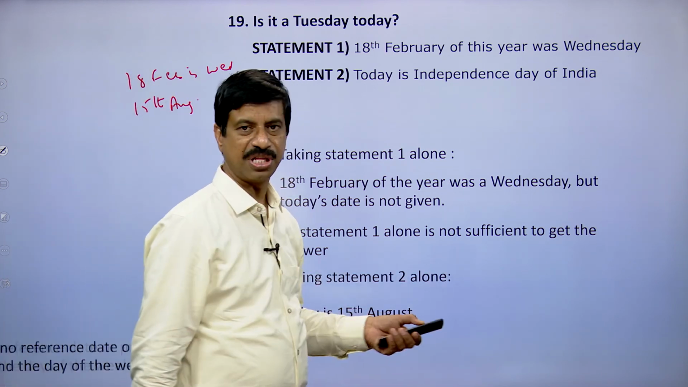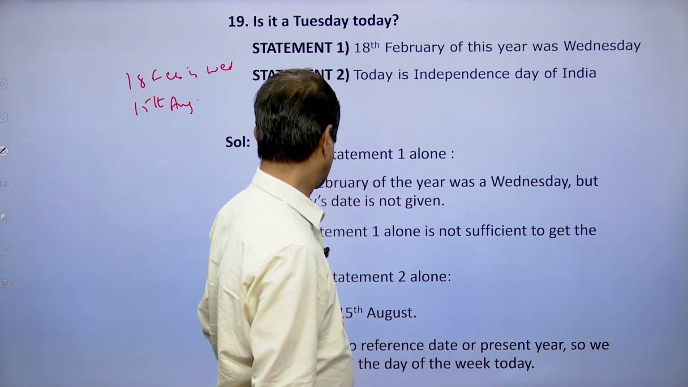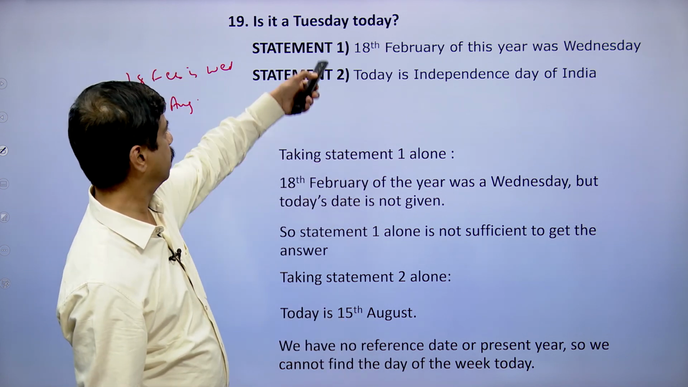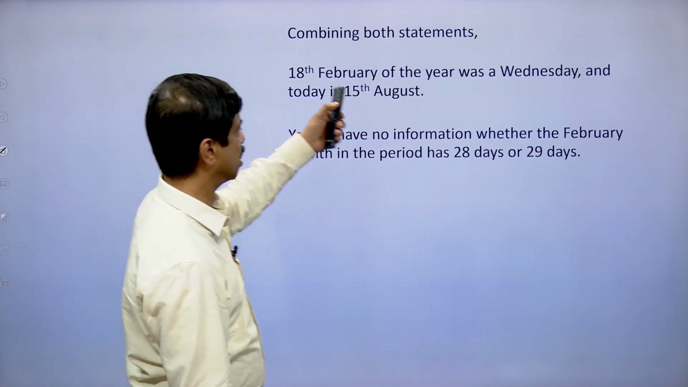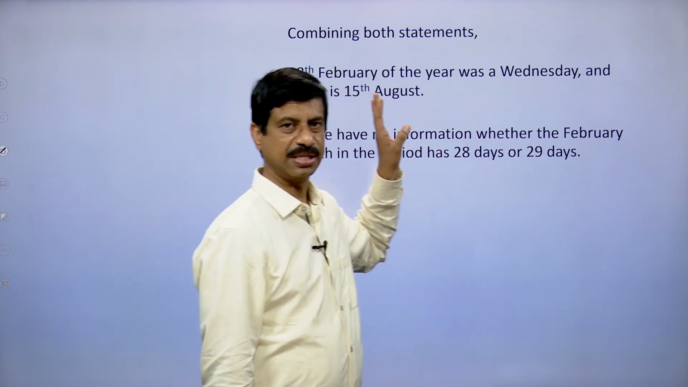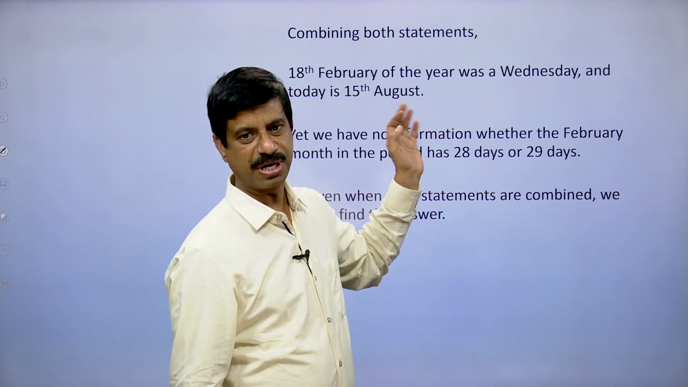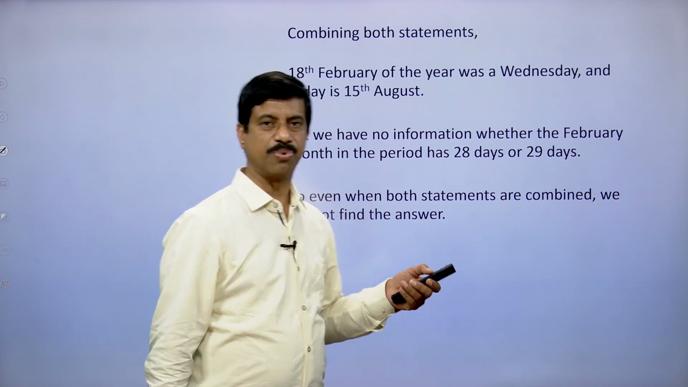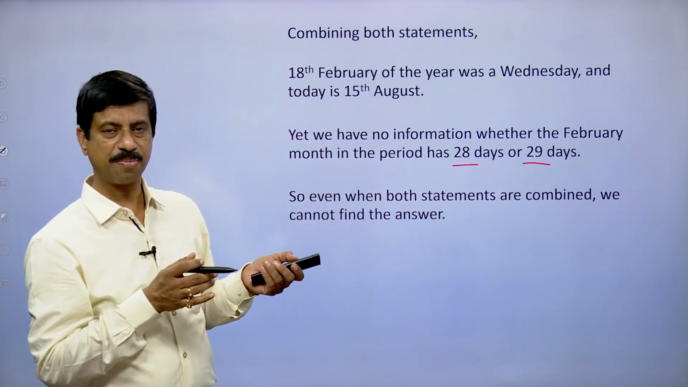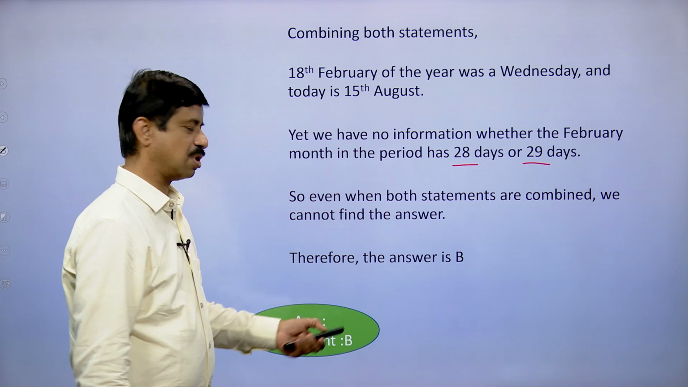Now, statement 2 says it is 15th August, but there is no reference to the date of the present year. So, we cannot find the day of the week today without other reference. If you combine statement 1 and statement 2, it might be possible, but again, we do not know whether this is a leap year or a non-leap year. If it is a leap year, February will have 29 days, and if it is a non-leap year, it will have only 28 days. If it were known whether it is a leap year or not, we could have told the answer. But because even that is not mentioned, it is very difficult for us to tell even if you combine statement 1 and statement 2, and therefore, option is B.